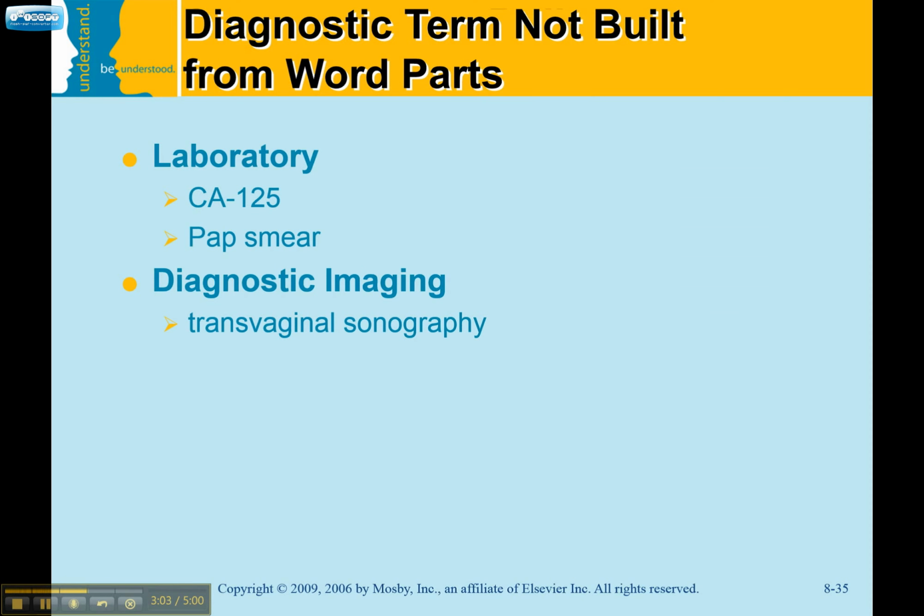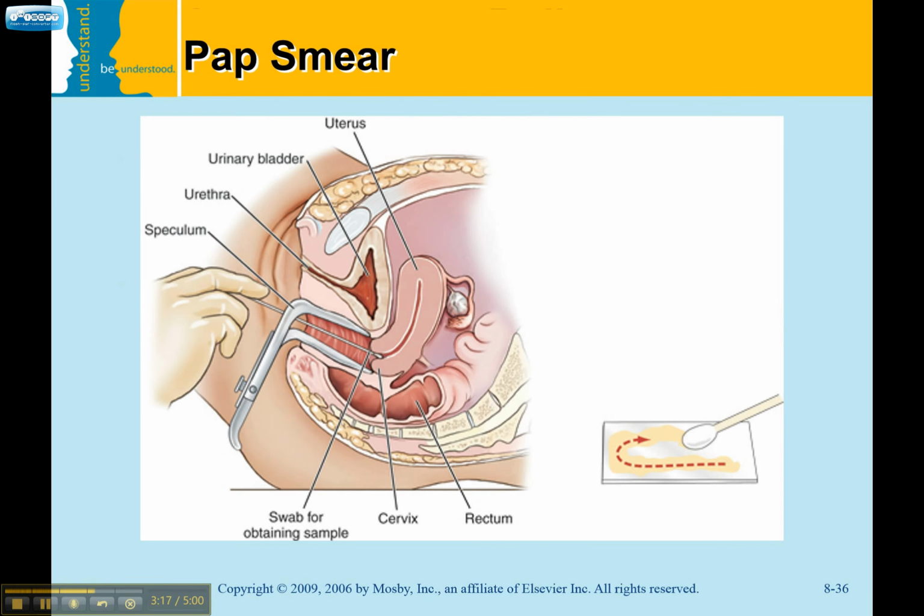Laboratory terms: CA-125 and a pap smear. Pap smear is going to be used to diagnose cervical cancers. CA-125, if they have any reason to believe there's any type of ovarian cancer. That's a diagnostic blood test. And here's what they do to go in and do a pap smear. They'll take a scraping from the cervix, which is right up in here.